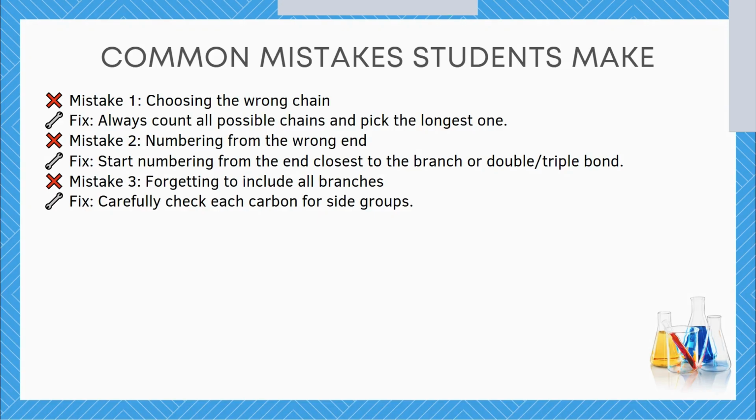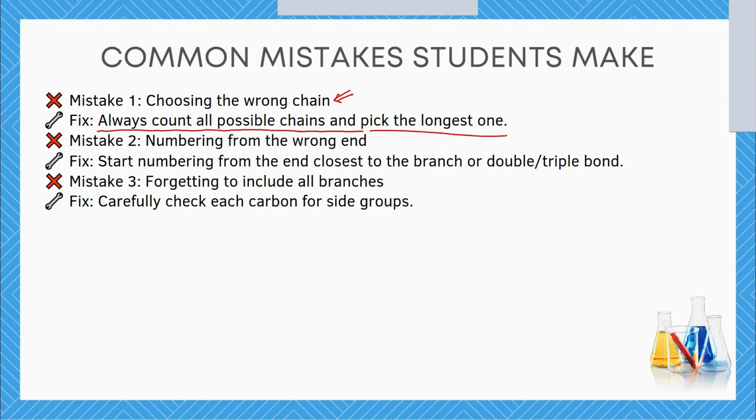The first mistake is that they choose the wrong chain. Now, in order to fix that mistake, it is always important to count all possible chains and pick the longest one. Count all the possible directions from which you can count and pick the one that is longest.